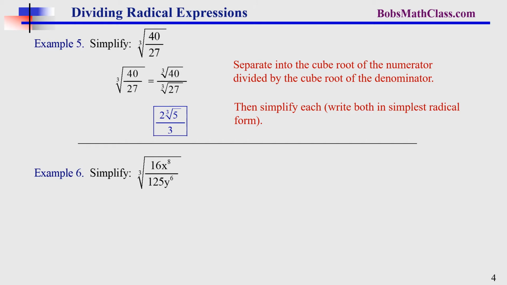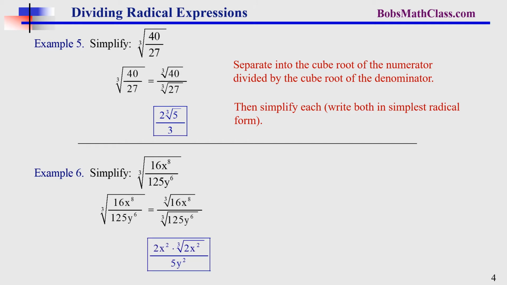Alright, next one. Very similar, we just have variables this time. Separate and simplify. 16, there's 4 2's. So we're looking for groups of 3. So a 2 will come out, a 2 will stay inside. And then divide 3 into 6, 3 into 8, which is 2 times with 2 left over. In the denominator, cube root of 125 is 5, and 3 goes into 6 twice.